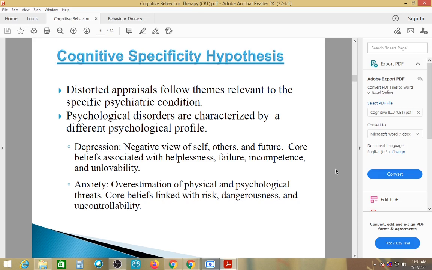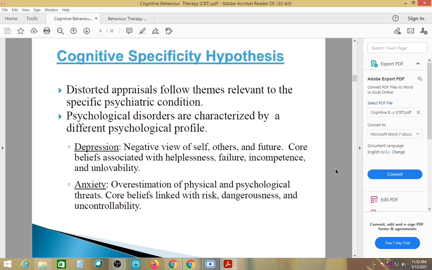The core belief is linked with risk, dangerousness, and uncontrollability. Already we have a thinking, oh, this is risky, so we are anxious. Oh, this is very dangerous, so we are anxious. Oh, I cannot control this, it is beyond my control. Automatically, anxiety sets in. When there is a lot of anxiety, our view towards ourselves and towards the situation will never be positive. It will always be negative.